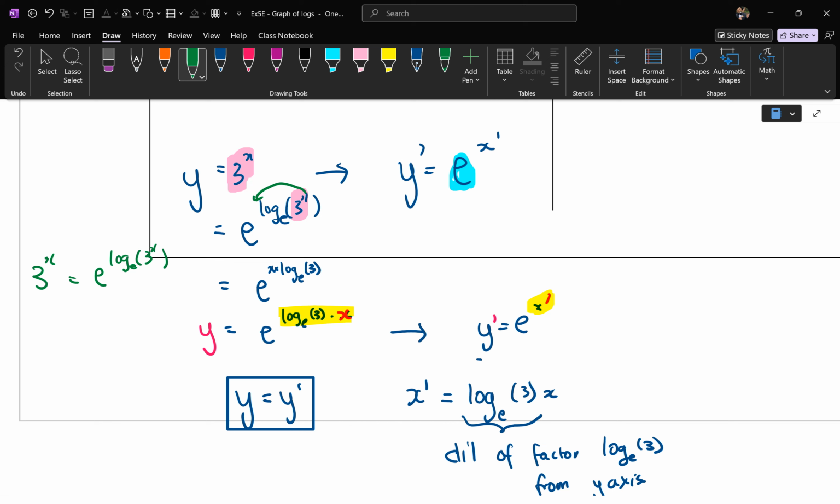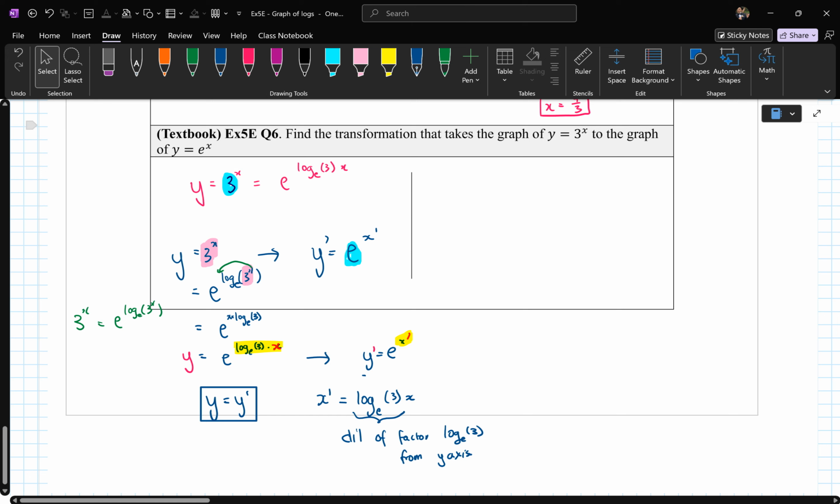Question 7 is the same. If you're having a look at that, have a think. Later on when you're doing exercise 5e, have a look at question 7 from your textbook. That's another one for you to practice with this idea. Okay? All right. That's pretty much 5e.